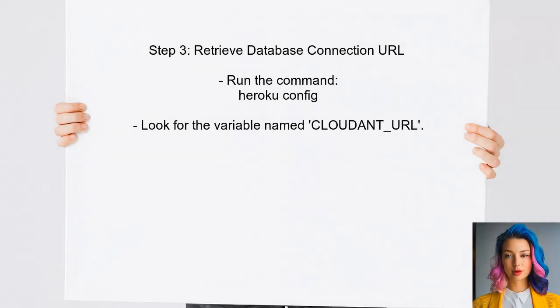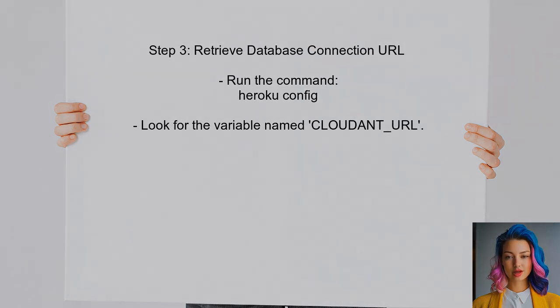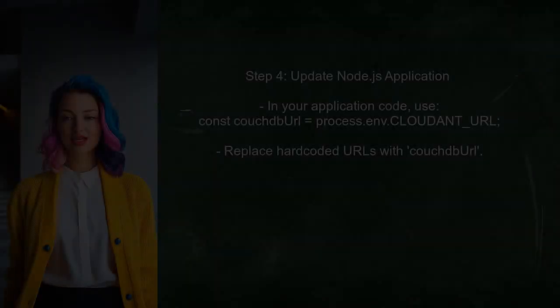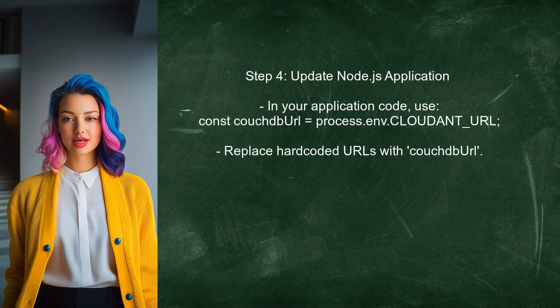After adding the CouchDB add-on, the user should retrieve the database connection URL. This can be done by running heroku config in the terminal, which will display the environment variables. Now, the user needs to update their Node.js application to use the CouchDB connection URL. They should replace any hard-coded database URLs with the environment variable they just retrieved.